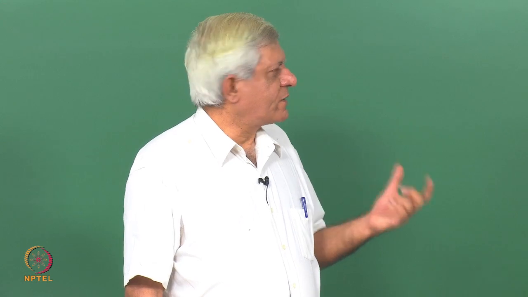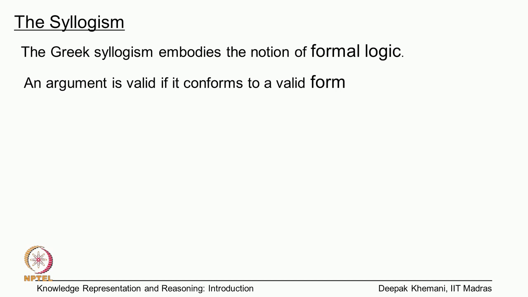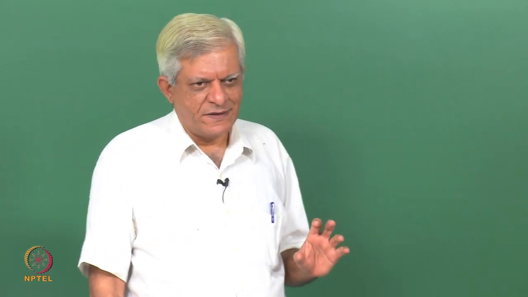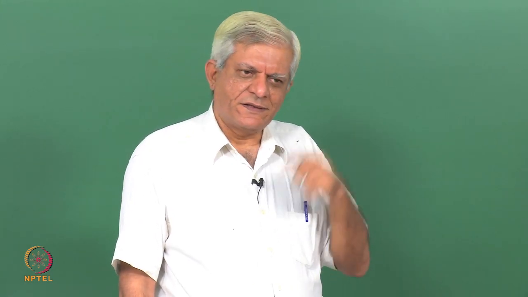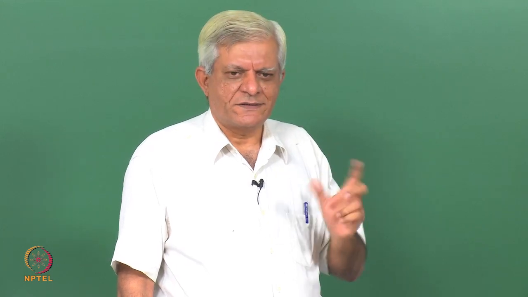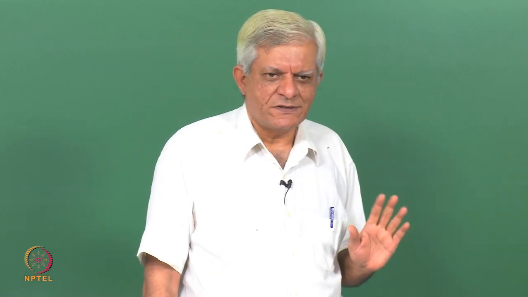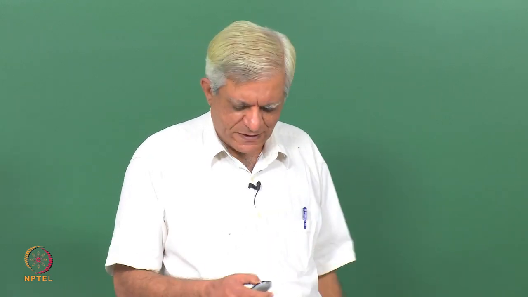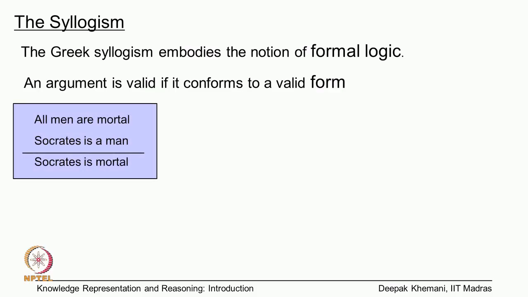And there is a notion of an argument. We say that an argument is valid. We will discuss these things in more detail when we actually look at logic. An argument is valid if it conforms to a valid form. So, it is the form which is important, not the content. It is not what you are saying that is important; if you state 2 or 3 things which are the premises, then the conclusion is true if it follows certain acceptable forms. Now, the Greeks gave some 19 different syllogisms, out of which one we are mostly familiar with, which is also known as the Socratic argument, and you have surely heard this.